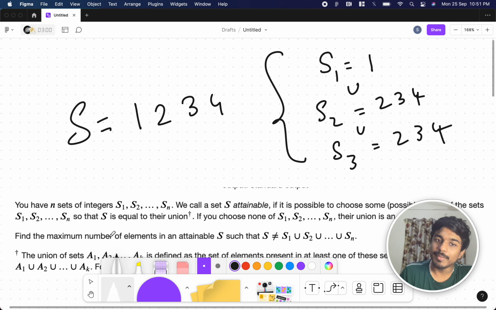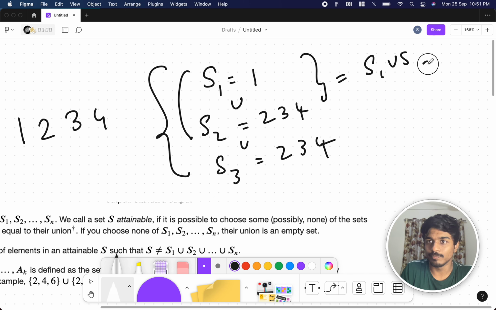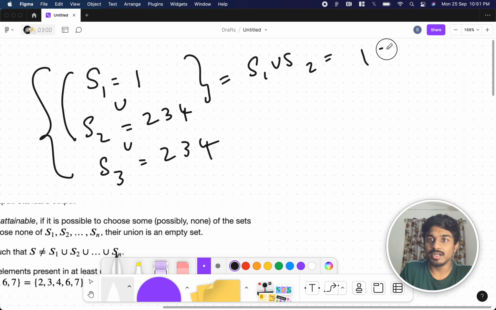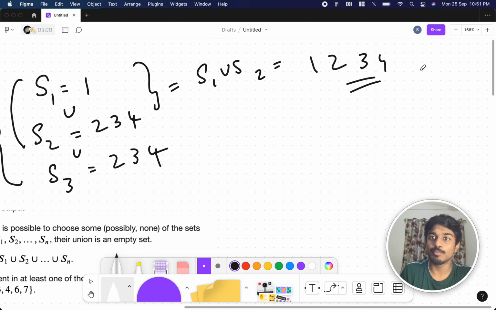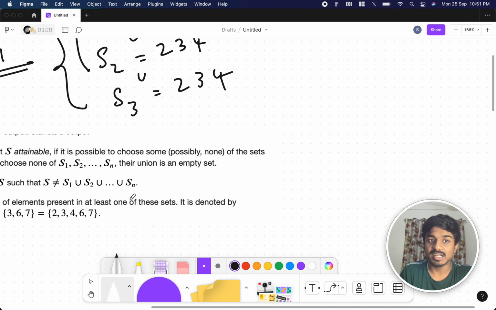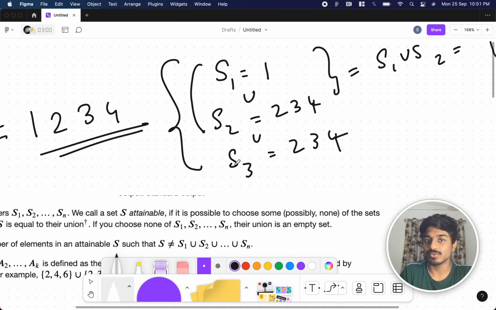Now what is the maximum number of elements in an s such that s is not equal to the union of s1 till sn? Is it possible to take s2 and s3 alone? If I take s1 and s2 alone, what is the union? s1 union s2 is 1 2 3 4, right? And s1 union s2 union s3 is also 1 2 3 4, and both equal the full union. They clearly tell us that s should not be equal to this value. So s1 s2 is invalid and s1 s2 s3 is invalid.